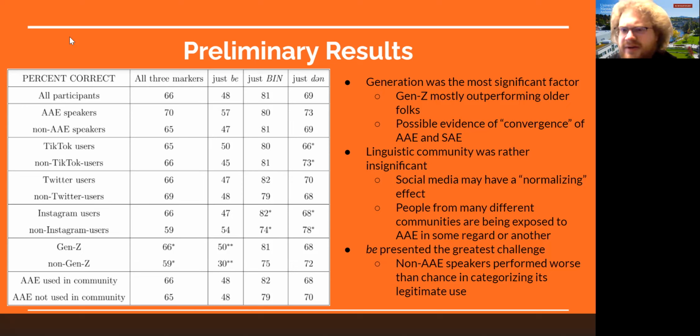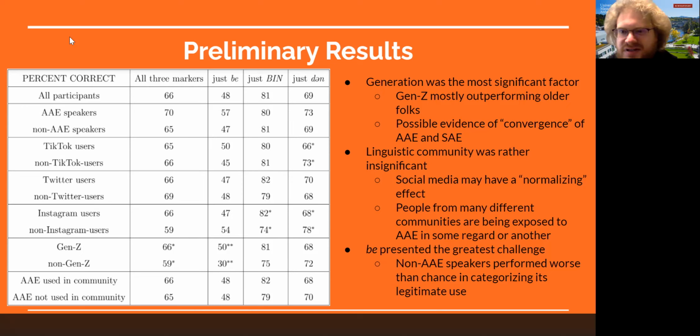And something that we need to think about more is that people from communities where AAE wouldn't be heard normally are still being exposed to it on social media. And so this might be having this normalizing effect that I'm talking about. And the last thing that's kind of interesting to note is that B really presented a challenge. People had a really hard time understanding B as opposed to been or done. And I have a little hypothesis about that that I'll talk about on my next slide.